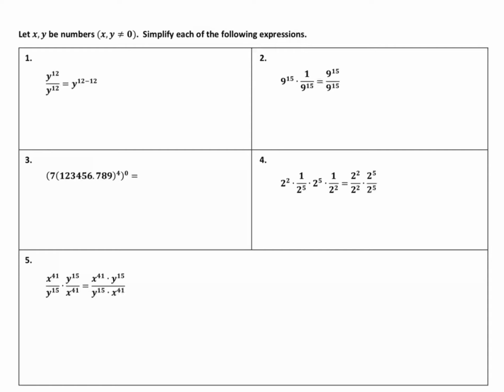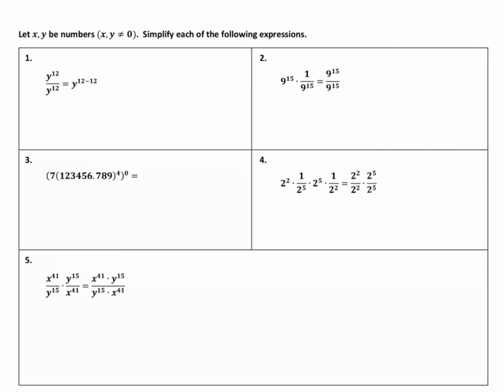Let x and y be numbers where x and y are not equal to 0. Remember, that's because if the denominator is 0, it's undefined. Then it says simplify each of the following expressions.